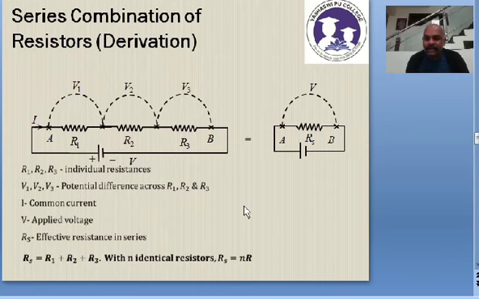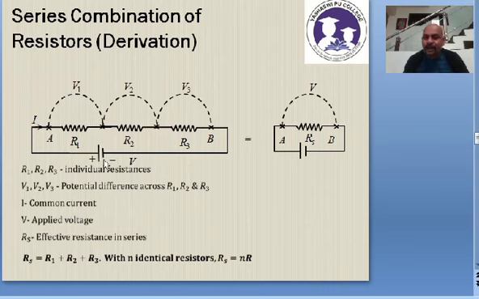I repeat, please listen. A number of resistors are said to be connected in series if they are connected end to end such that the same current flows through all the resistors. That is point number one. Second point, the sum of the potential drops across the individual resistors, V1 plus V2 plus V3, must be equal to the total potential drop V.